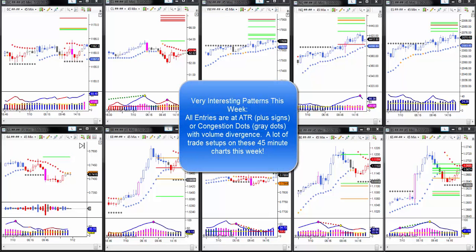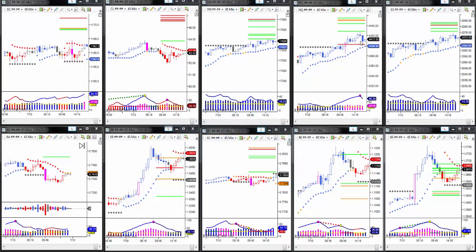Now we have some very interesting patterns on the chart, and as you can see, I'm looking at a 45-minute chart on all of my markets. The reason that I say that we have some interesting patterns is you can see we're almost at the ATR on crude, actually testing an area on the NASDAQ, at an ATR on the Swiss franc, close to the ATR on the euro, at a congestion dot on the Canadian, at the ATR on the British pound, and at the ATR on the 45-minute Aussie dollar. These are really significant areas, and it's where my trades are generated.